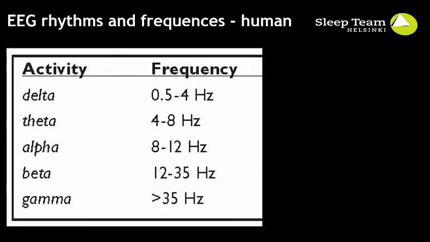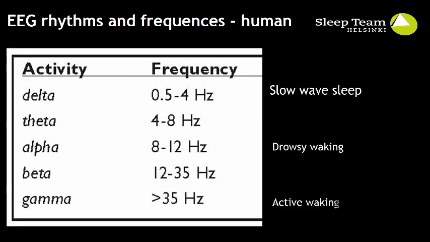The EEG signal consists of a combination of waves with several frequencies that are associated with different vigilance states. These ranges represent human brain activity, but vary somewhat between different species. Slow wave sleep is characterized by low frequency 0.5 to 4 Hz delta waves. These frequency ranges are used also in the power analysis.